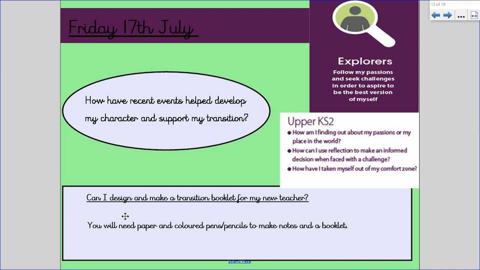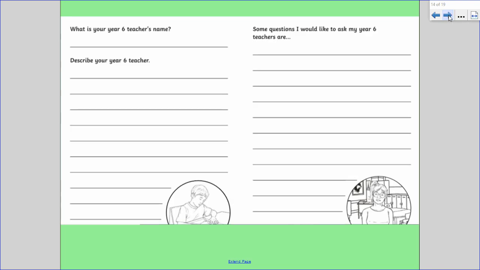So obviously you need paper, coloured pencils, because we need to make notes and hopefully turn that into a booklet, a transition booklet. So some of the ideas that you could include in your booklet are, what is your Year 6 teacher's name? So hopefully you know this by now.